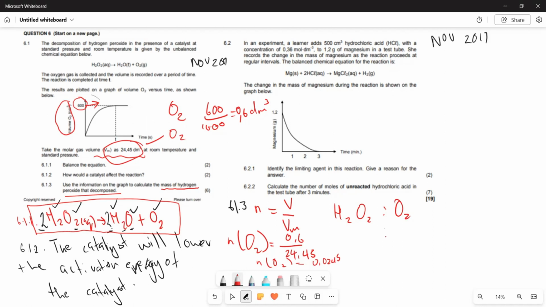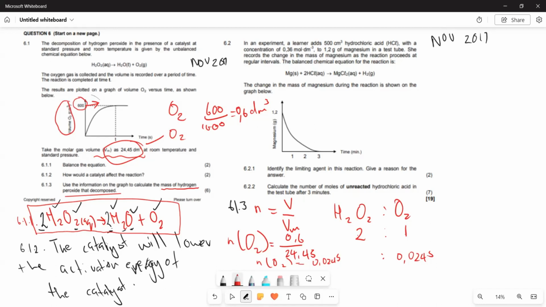We know that your oxygen gas is 0.0245, right? But let's start with the ratio first, before we write this. The ratio: this side is going to be 1, and this side is going to be 2. And here it's going to be 0.0245, which is your mole of O2. According to the ratio, it is 1:2 if you are starting from your O2.